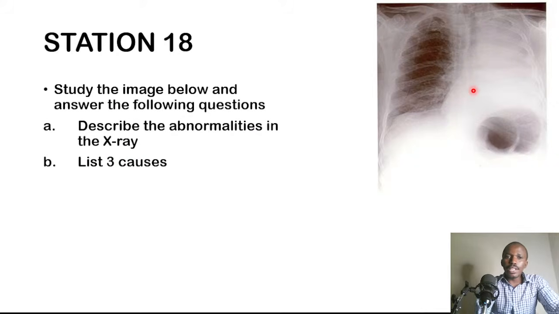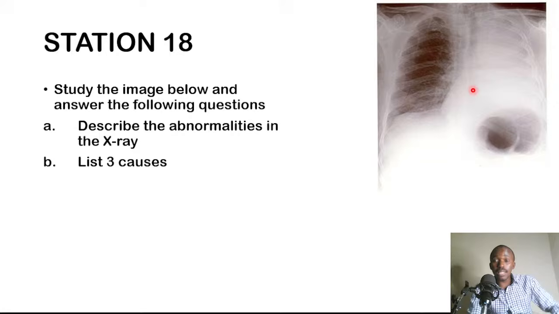Then we move now to station 18. Study the image below and answer the questions. Describe the abnormalities in the X-ray. List 3 causes. So X-rays, you shouldn't have a problem with this. Now, here's some terminology that you should use when it comes to X-rays. So if the X-ray is completely white, you refer to that as a homogeneous opacity. Okay, the consistency is the same. It's completely white. It's a homogeneous opacity.